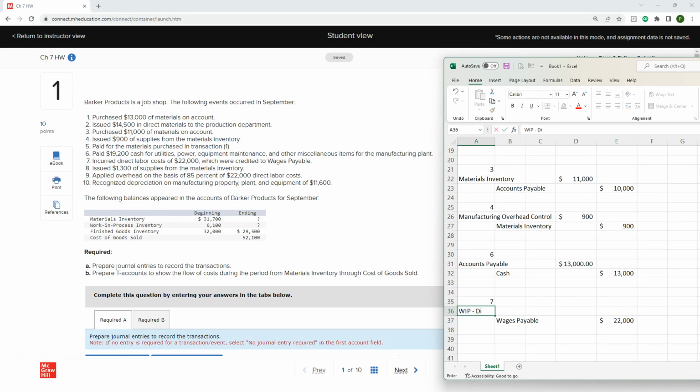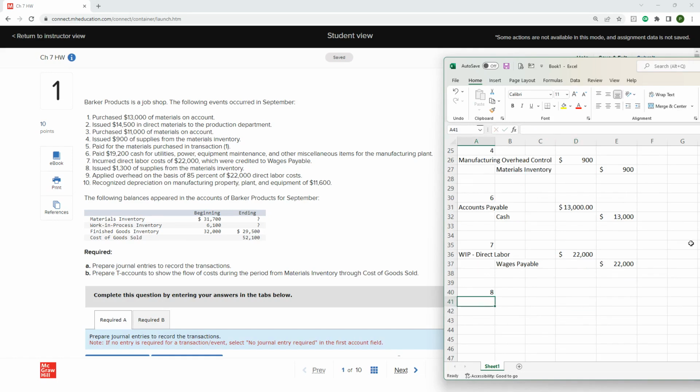For number 8, again, we are taking supplies from the materials inventory, just like we did in number 4. So we're going to debit manufacturing overhead control and credit materials inventory for $1,300. And number 9 is a little bit different. Number 9, we're applying the overhead, and we're applying it on the basis of 85% of $22,000 of direct labor cost.